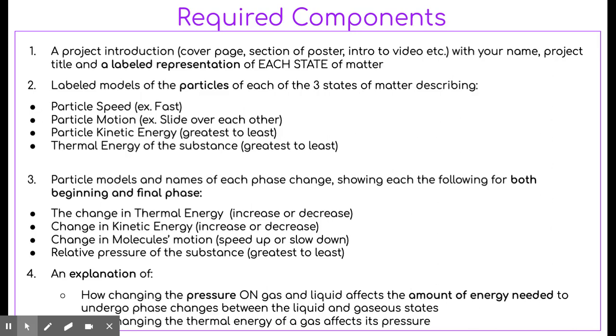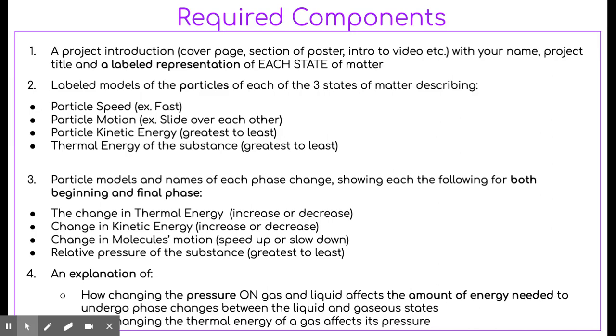The second component that it must include is labeled models of the particles of each of the three states of matter, which should show and describe the particle speed, the particle motion, the particle kinetic energy from greatest to least, and the overall thermal energy of the substance from greatest to least.